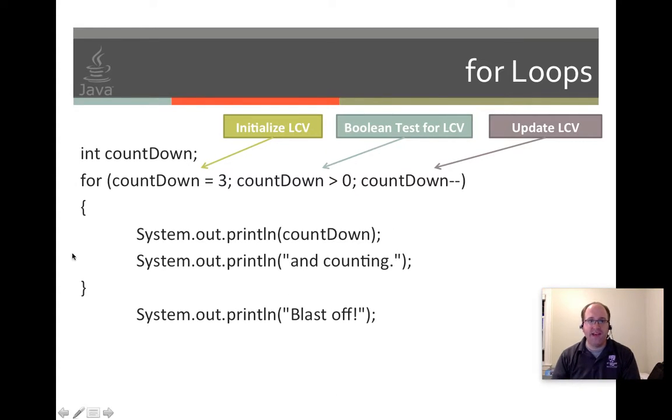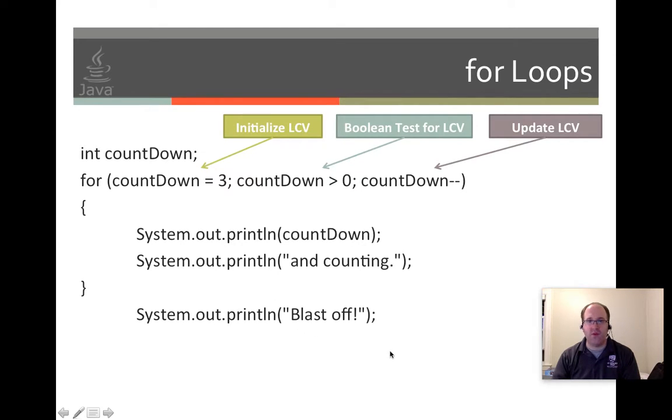Then inside the body of the loop, this is what we want to have repeated. I like to print out the value of countdown and then say "and counting." So we will continue to print these two statements as long as this is true. And then finally, when it's done, we will exit the for loop and go to the next line.